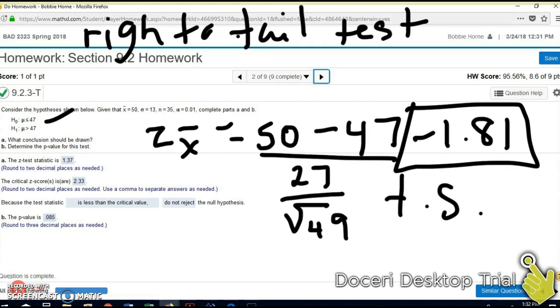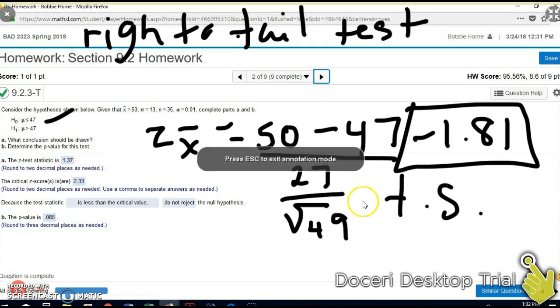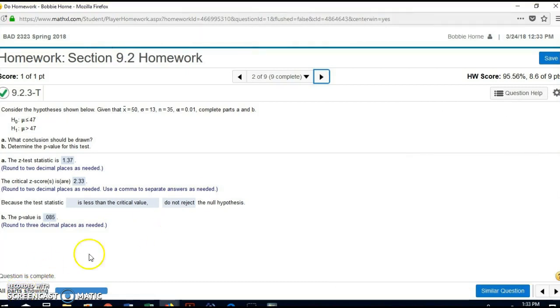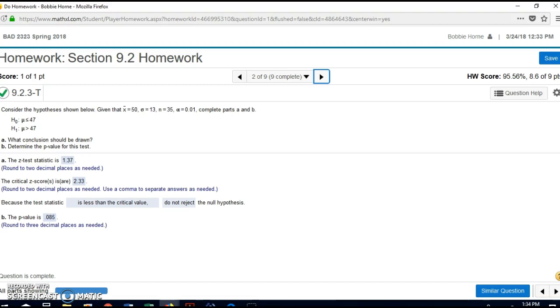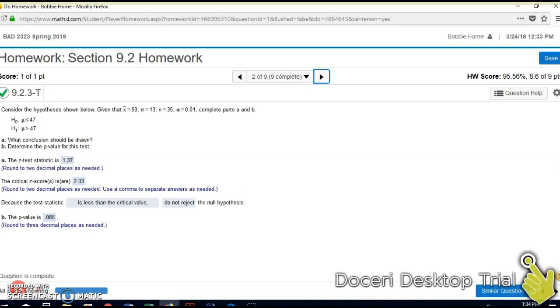Now, our critical value here for the test statistic is 1.3. Sorry, I'm looking at the wrong one. Okay, so I made a mistake on that one. I was looking at the wrong problem.